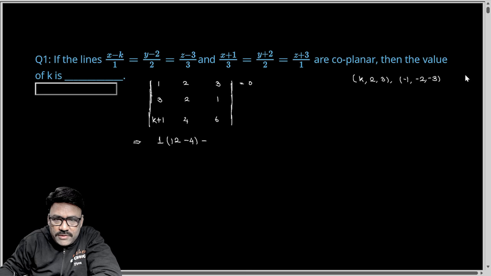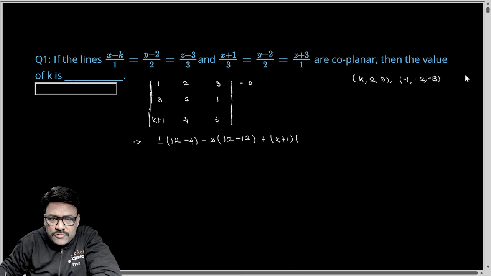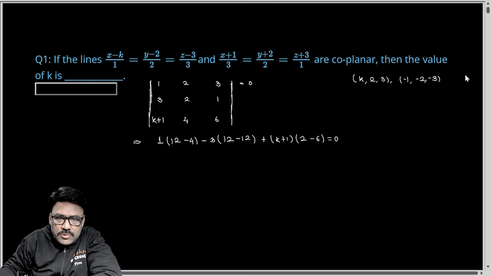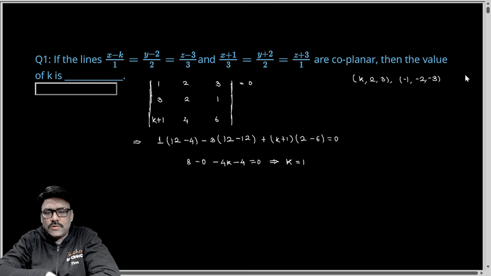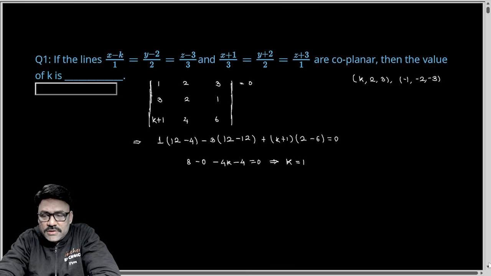Then -3 times 12 minus 12. And then k plus 1 times 2 minus 6. It should be 0. So you are getting 8 here. Then you are getting 0 here. Then you are getting minus 4k minus 4. So ultimately it gives you k is equal to 1. So 1 is the correct option here, correct answer here.